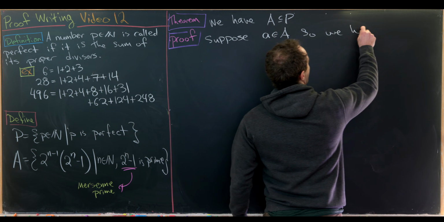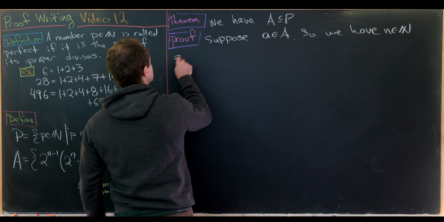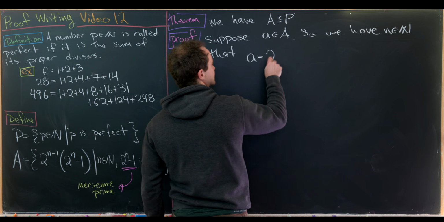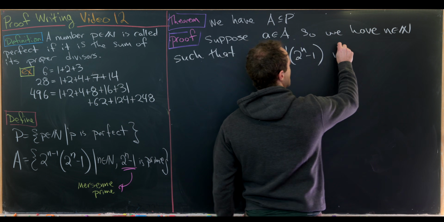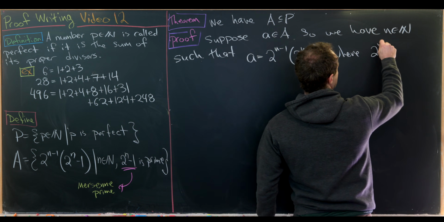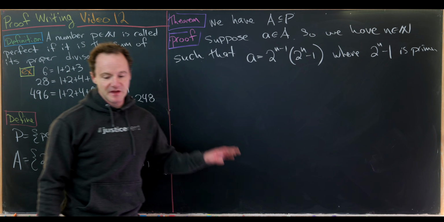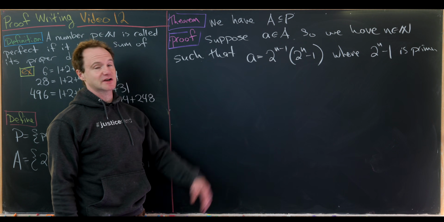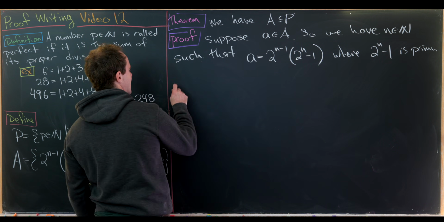So we have a natural number n such that A takes this form here. So it's 2 to the n minus 1 times (2 to the n minus 1), where 2 to the n minus 1 is prime. But then the fact that that's prime really allows us to write down the factors of A quite easily. So now let's list the factors of A.